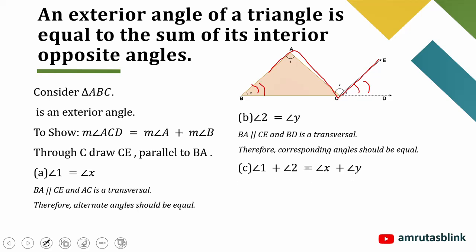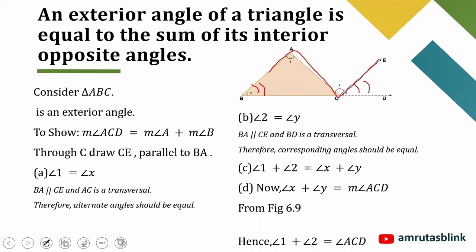Now angle ACD is equal to angle X plus Y. Now angle 1 plus 2 is equal to angle X plus Y. But X plus Y is nothing but angle ACD, and hence we can say angle ACD is equal to angle 1 plus 2.